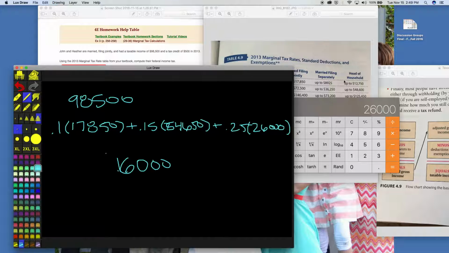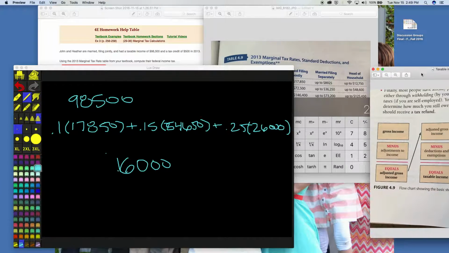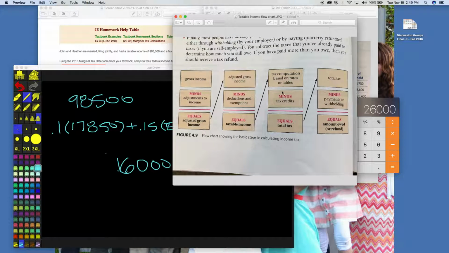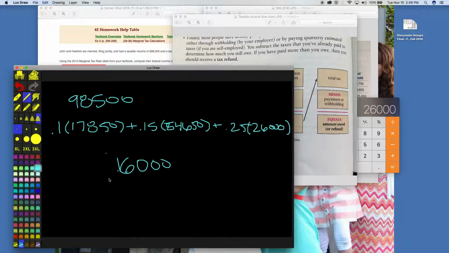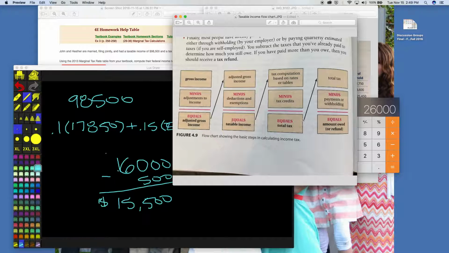So now, if we look at our flow chart, I'm going to subtract the tax credit. If their tax was 16,000, then I would subtract 500 and they would be paying $15,500 in taxes. Okay, so that's how that one goes. That's going to be their total tax.